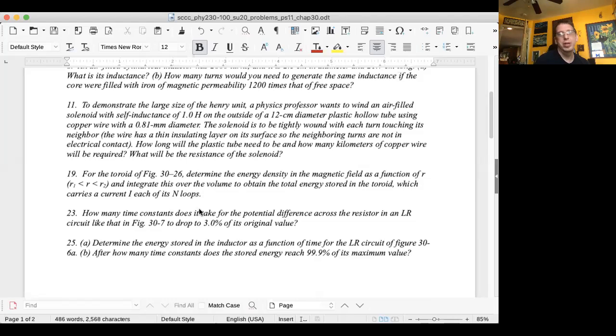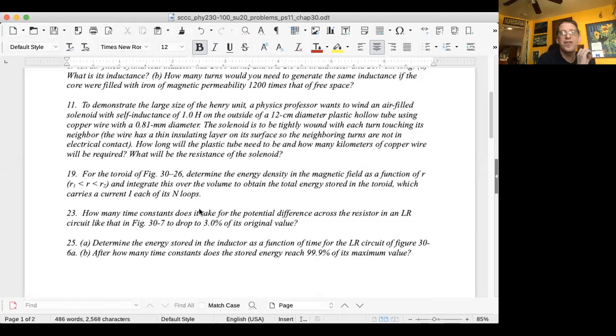So what you're going to need to do, again, you figure out the energy density as a function of R. So we've figured out how to do the energy density. And it's going to be as a function of R because the magnetic field is a function of R. So you know what the equation is for energy density. You substitute the magnetic field inside a toroid for B in that equation. And then you're going to integrate over the volume.